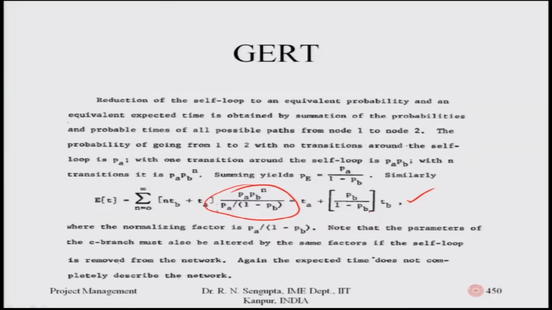Where it says the normalization factor is PA divided by 1 minus PB, note that the parameter of the C branch must also be altered by the same factor if the self loop is removed from the network. Again, the expected time does not completely describe the network, because expected values and times would be taken into consideration to study the network for the GERT process.